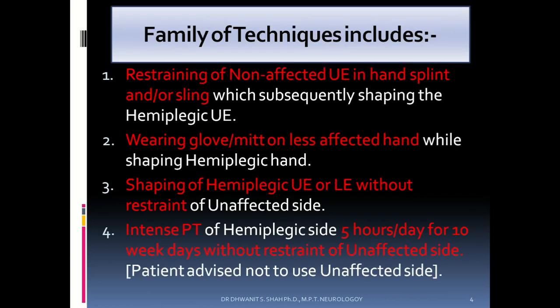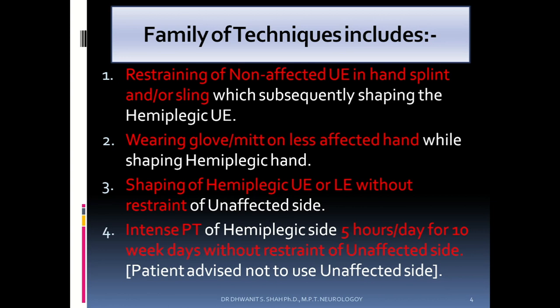So here the family of techniques includes the following. The first step of the technique in CIMT is restraining the non-affected upper extremity in a hand splint and/or a sling, so they may not be able to use that part. We subsequently shape the hemiplegic upper extremity. Shaping means we always try to develop the control, motor control or neural control, of the affected extremity.